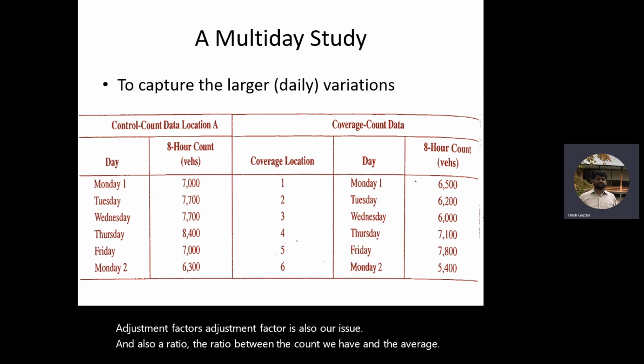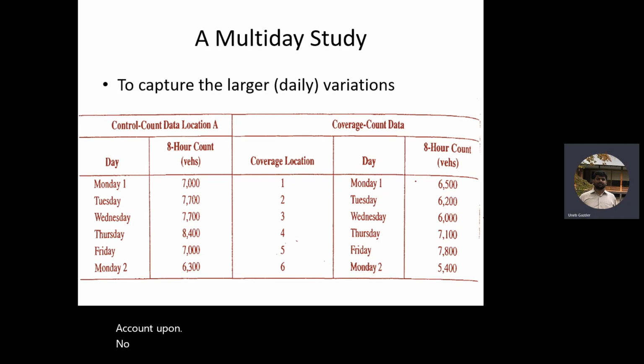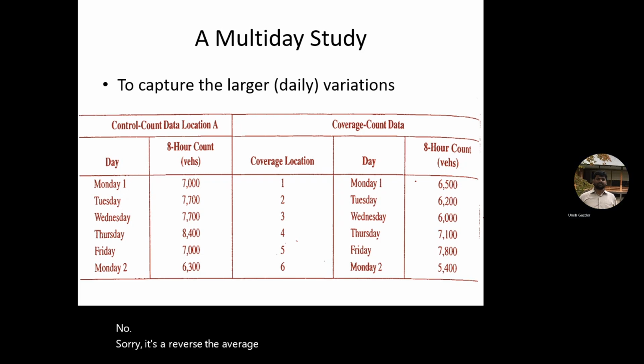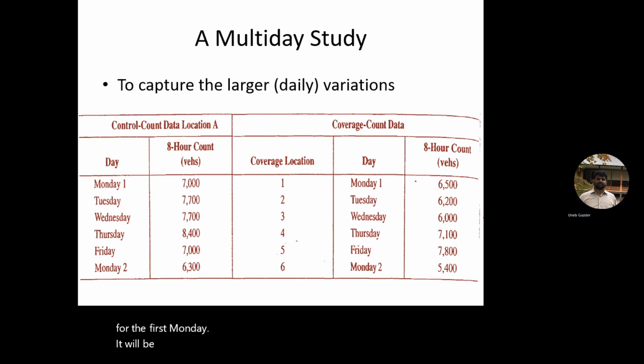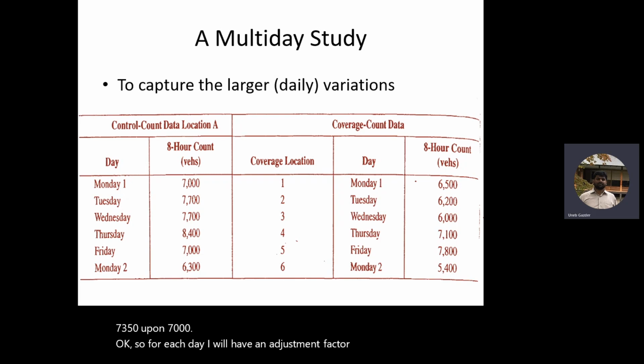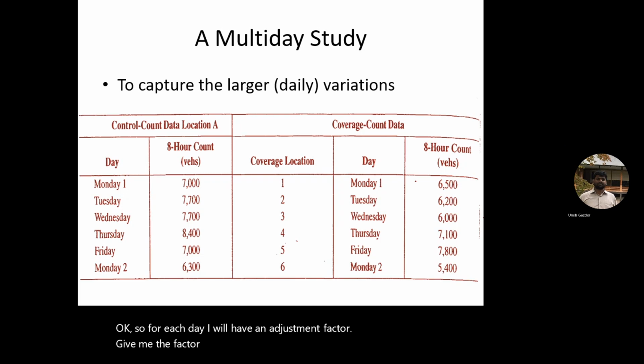The count upon the... it's a reverse. The average upon the count. The average upon the count. So for example, you want the adjustment factor for the first Monday, it will be 7350 upon 7000. Okay. So for each day, I will have an adjustment factor. Give me the factor. 1.05.